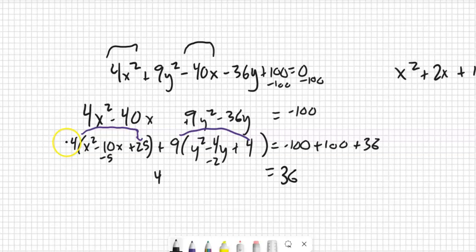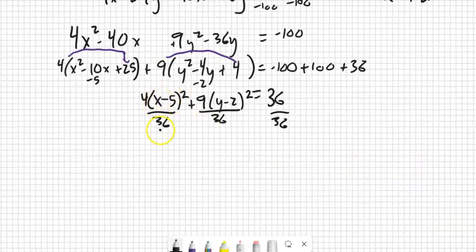Over here I have 4 times. Now I did this add 25, offset it with 100, so that I could factor this to x minus 5 squared. Plus, I've got the 9, same thing here. I did all this work so I could factor this to y minus 2 squared. Now it's almost in my form. Divide everything by 36.